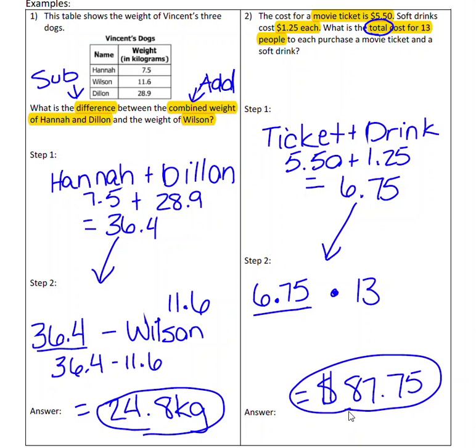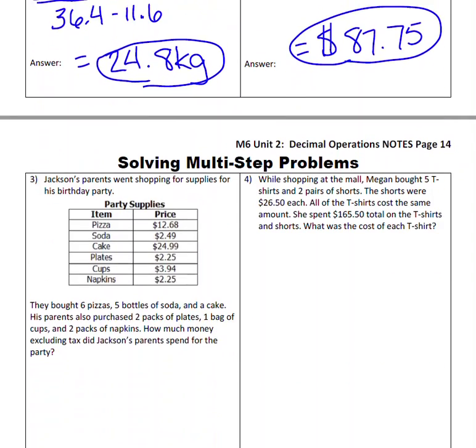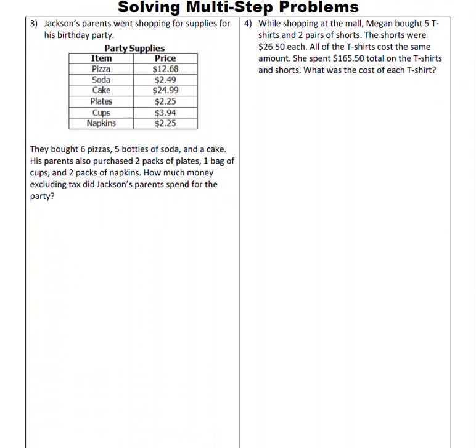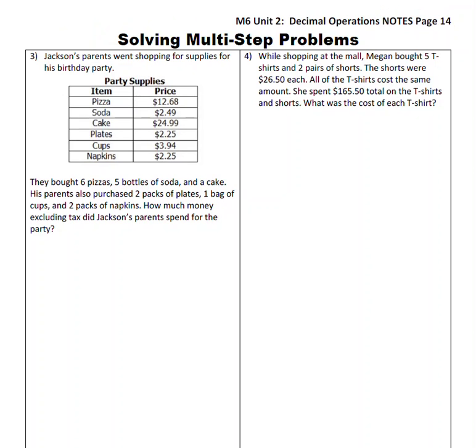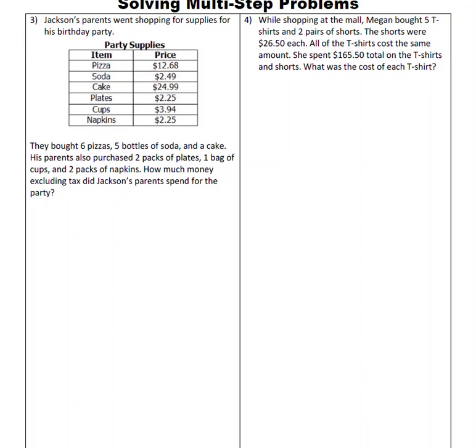Okay? We have 2 more to talk about, and then I'm going to set you loose. So, number 3 says, Jackson's parents went shopping for supplies for his birthday party. There's all the supplies there. They bought 6 pizzas, 5 bottles of soda, a cake. His parents also purchased 2 packs of plates, 1 bag of cups, 2 packs of napkins. How much money, excluding tax, did Jacob's parents spend on the party? Wow, there's a lot of information in that problem.